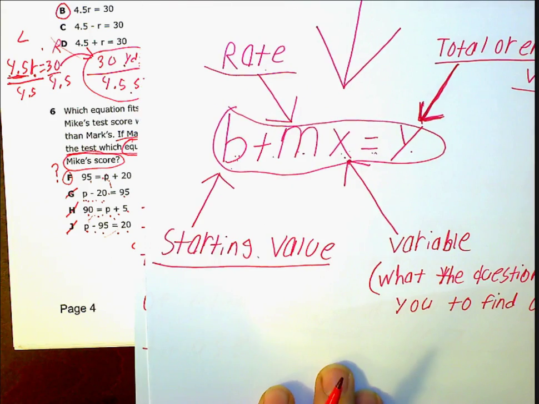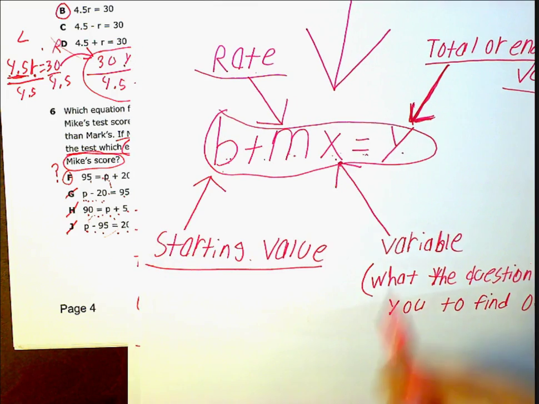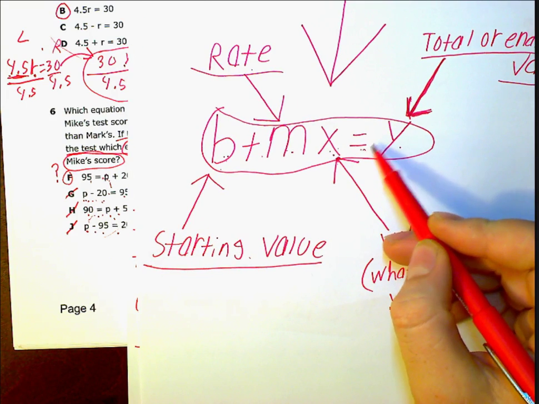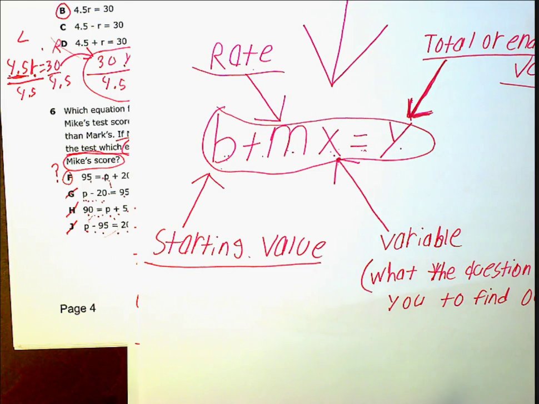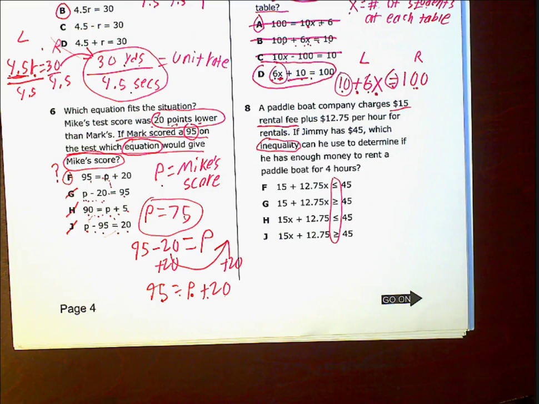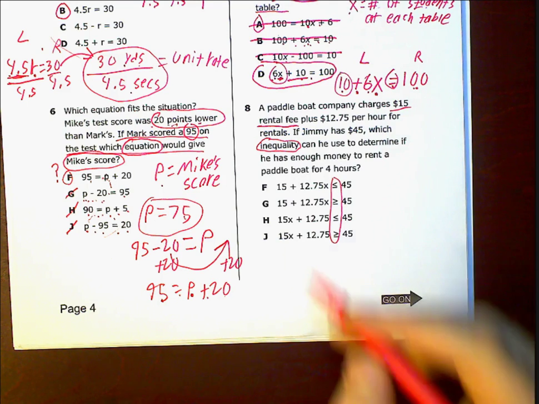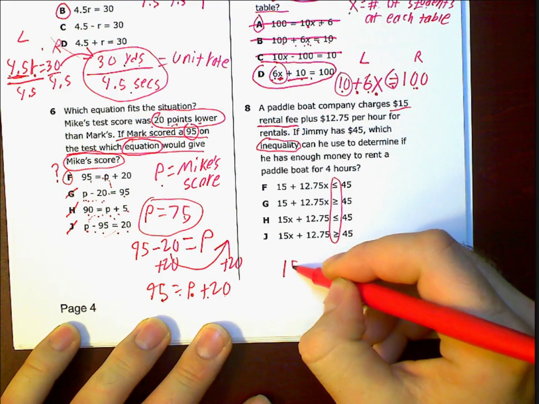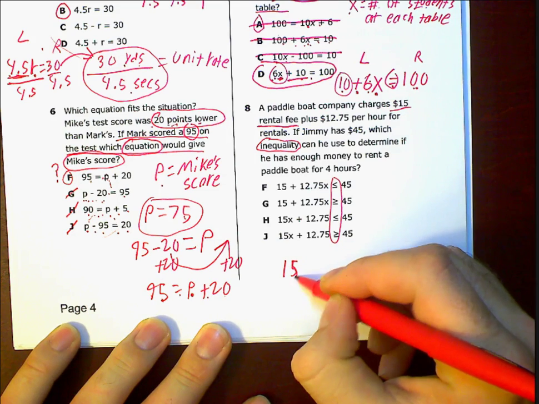And in our b plus mx equals y, I drew an equal sign, but it can also be used for an inequality. b is our starting value. So we know out the gate that they're going to charge us $15. So I know that there's going to be a positive 15 right here. Okay?